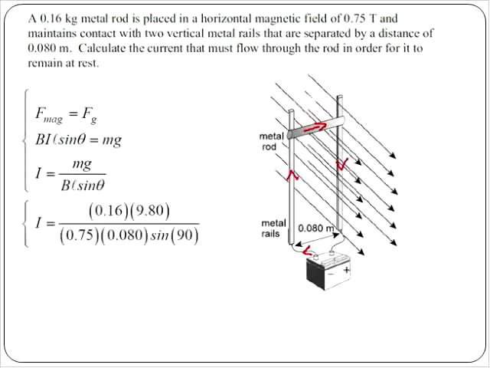Plug in your numbers, and it's sine 90 because that is going perpendicular to the magnetic field. You can see that, right? There's a right angle right here between the current and the magnetic field. So there is a right angle, 90 degrees. So that gives us this answer. 26 amps is what we need to keep that rod suspended at rest. In other words, to make the magnetic force exactly equal to the gravitational force.